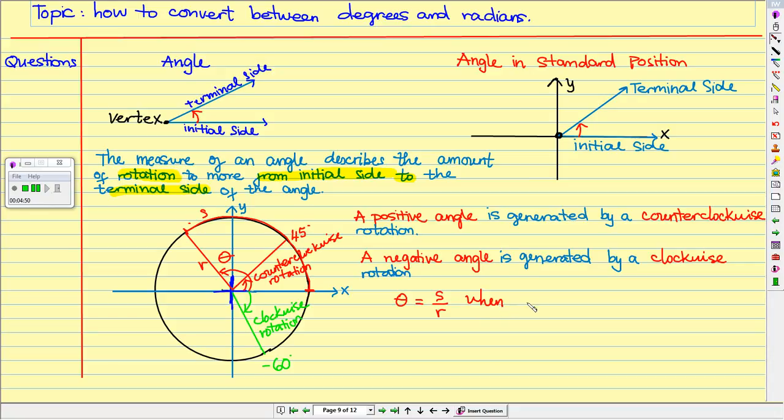So we say that when the arc length equals the radius, then the angle theta in this case will be just 1, because S equals R, so they cancel away. And this 1 unit we call 1 radian. So now we have a new unit. It's called radian.